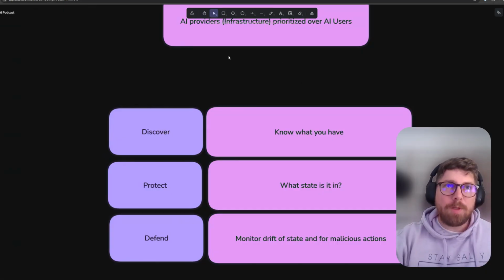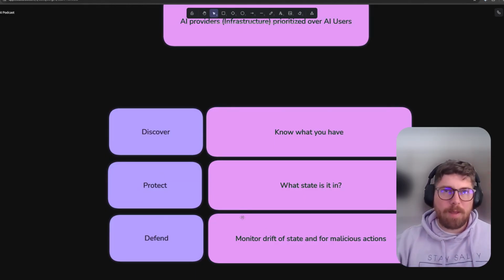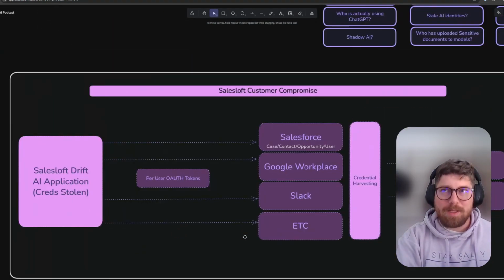So it's really important to know what your AI usage is like. Then you can protect it. You want to know who's overprivileged and the like. Then you can worry about the defense side. But let's actually do this for a second.